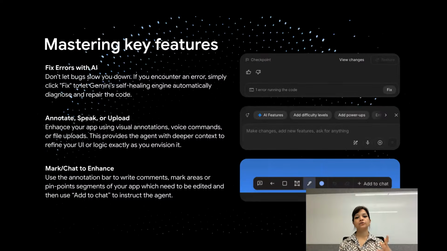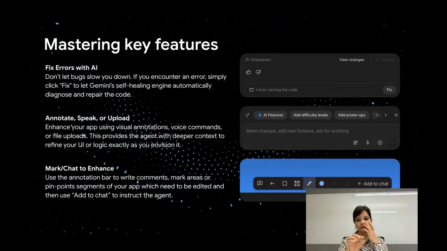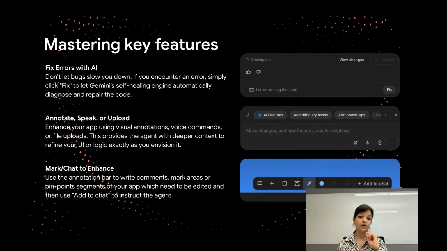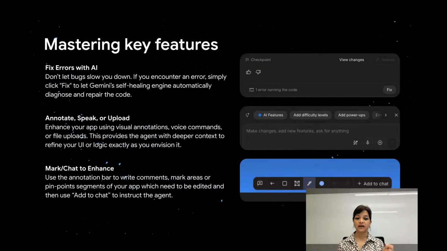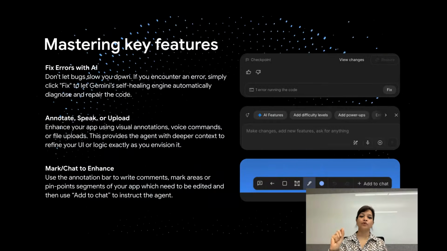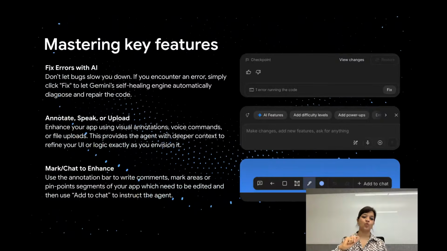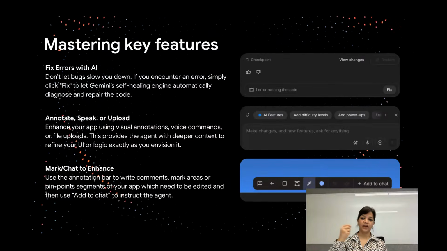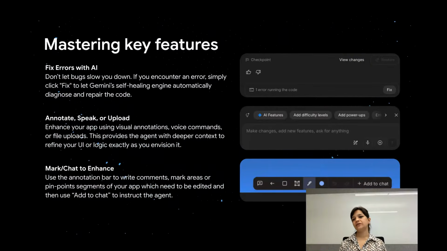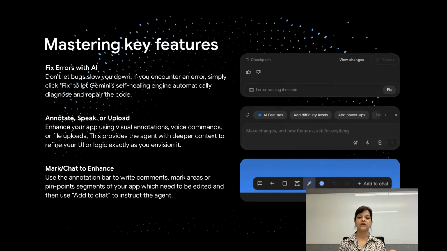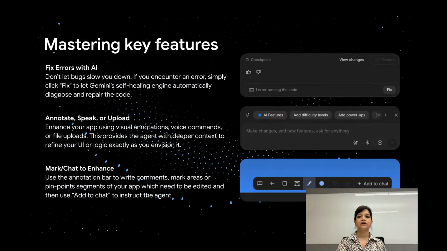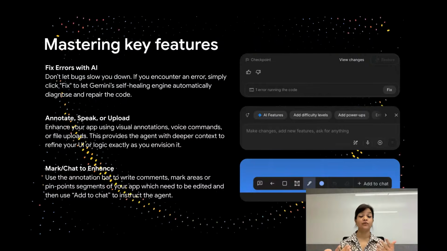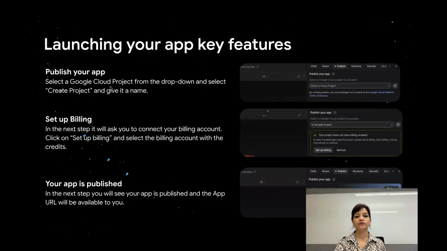Mark chat to enhance. So this is also part of the annotation bar. Once you click annotation, there's an annotation bar that comes up. You can either write comments, you can mark specific areas, or pinpoint segments of your app to say what needs to be edited, and then use the add to chat to instruct the agent to take care of those things. So these things are very handy. So please keep a note of them when you're building. Don't be sitting by yourself and have all these great features but not using them when you actually need them. So that's why I wanted to cover that.